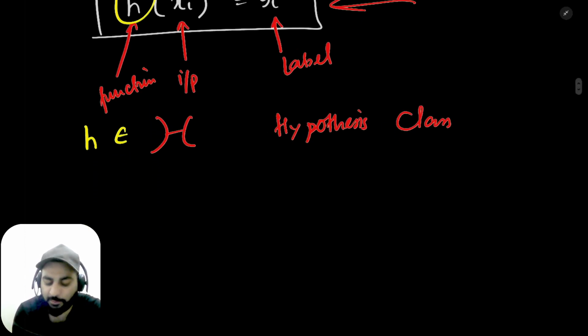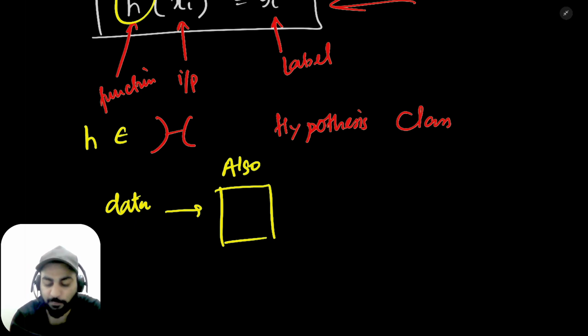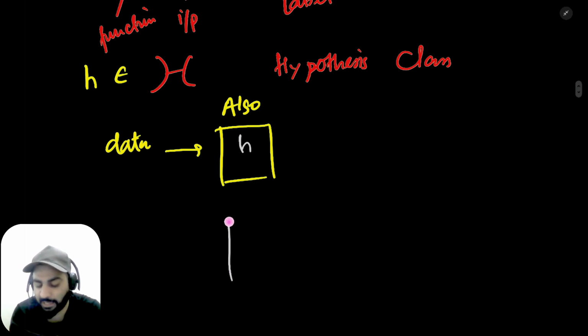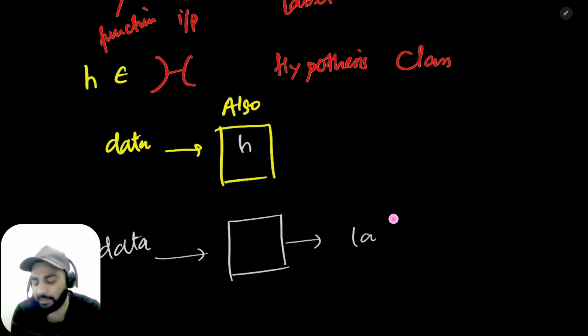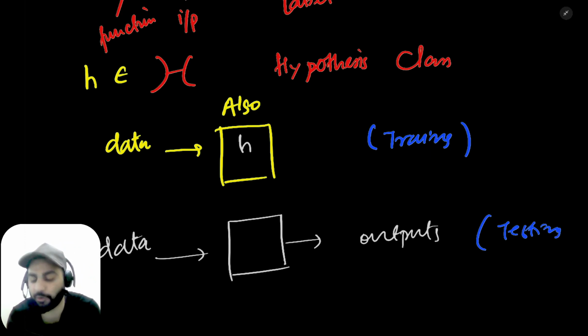Let's suppose we have some algorithm here. We give some data to the algorithm, and it will try to find this h. That's the job of the algorithm. Then we take this h which we have, feed it some more data, and it gives us the labels or outputs. This phase is called training, or maybe learning, and this phase is called testing, or we can call it evaluation.